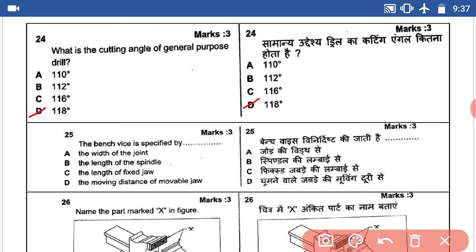Question number 25. The plunge vise is specified by dash. This question answer width of the jaw. Answer A. But this question answer width of the joint. So joint is not correct. Jaw. Jaws.